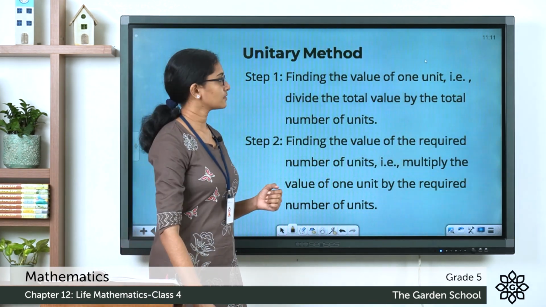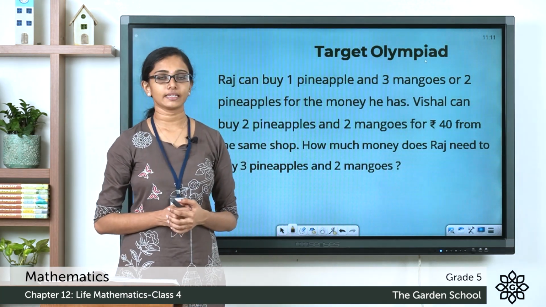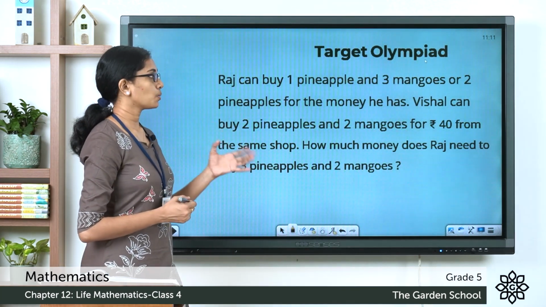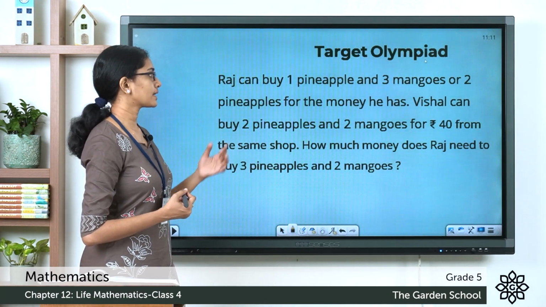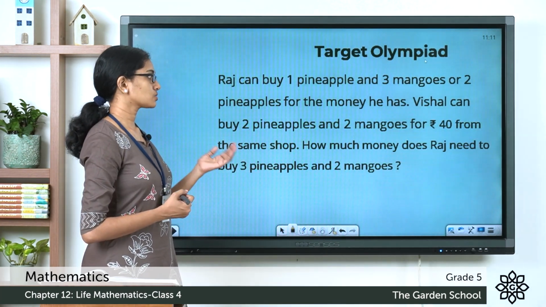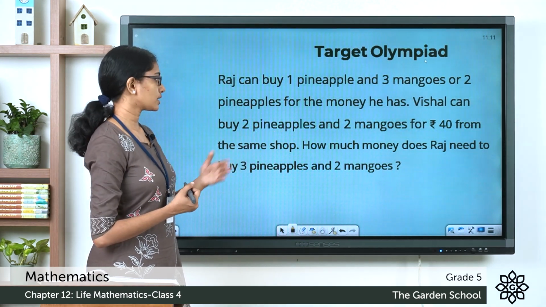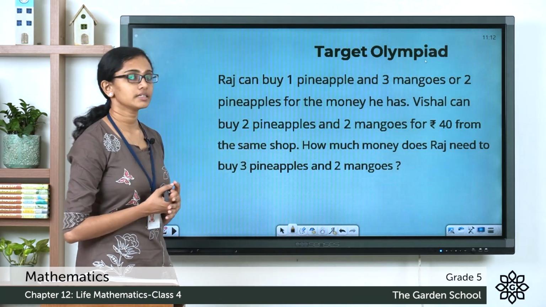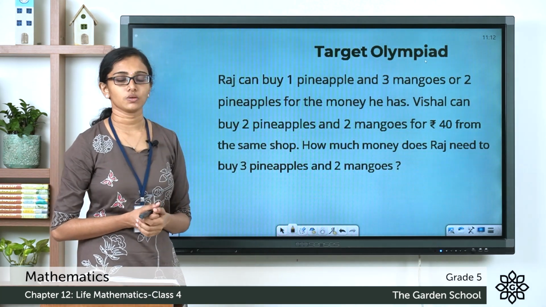Now we'll see the question from Target Olympiad, which is on page number 187. So let's read the question. Raj can buy 1 pineapple and 3 mangoes or 2 pineapples for the money he has. Vishal can buy 2 pineapples and 2 mangoes for rupees 40 from the same shop. How much money does Raj need to buy 3 pineapples and 2 mangoes?